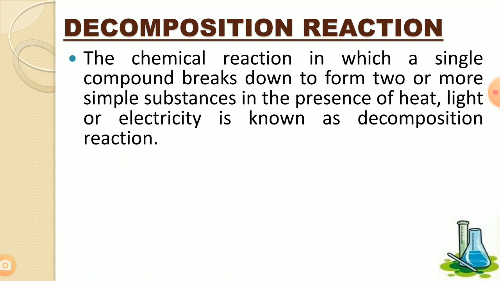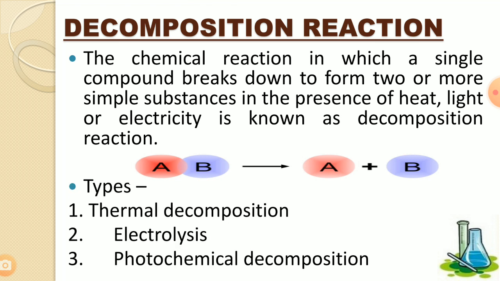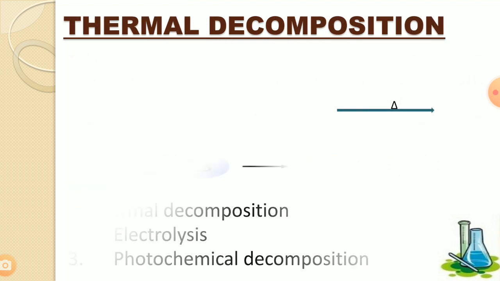The chemical reaction in which a single compound breaks down to form 2 or more simple substances in the presence of heat, light or electricity is known as decomposition reaction. As shown in the figure, AB breaks down into A plus B. There are 3 types of decomposition reaction: thermal decomposition reaction, electrolysis, photochemical decomposition, or photolysis. We'll see one by one.